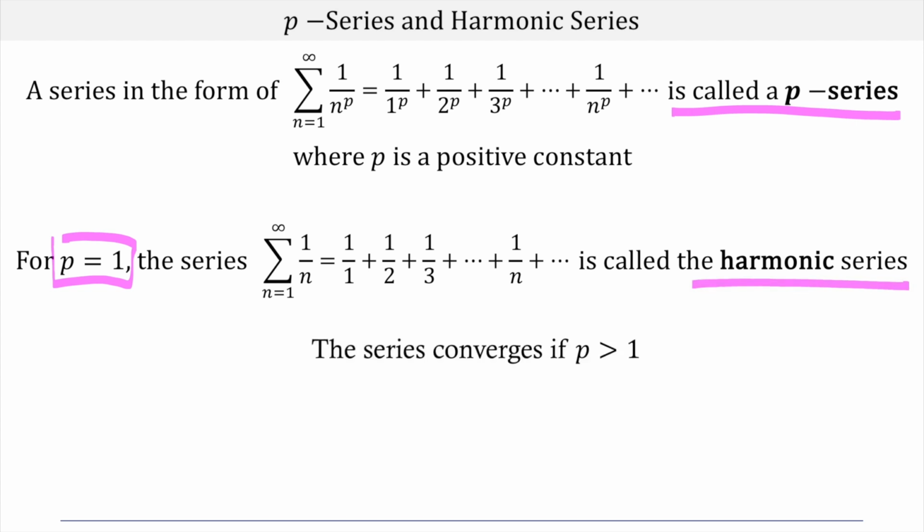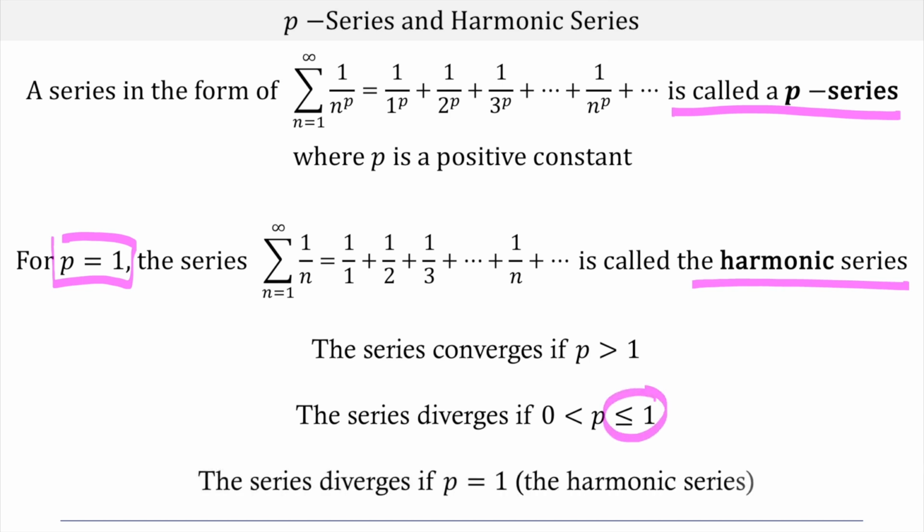Now, a p-series converges if p is greater than 1, and the series diverges if p is between 0 and 1, including 1. The series diverges if p equals 1, and I say that separately because this is that special one called the harmonic series.